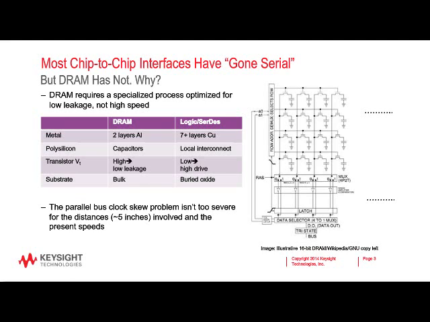Another consideration is that the clock skew problem isn't too bad for memory because the distances are usually fairly short. Five inches is typical for a memory bus. So this clock skew problem isn't too severe, and we believe that parallel memories will be with us for some time, and they won't go serial. There may be a few exceptions like hybrid memory cube, but the bulk, we believe, will stay parallel.